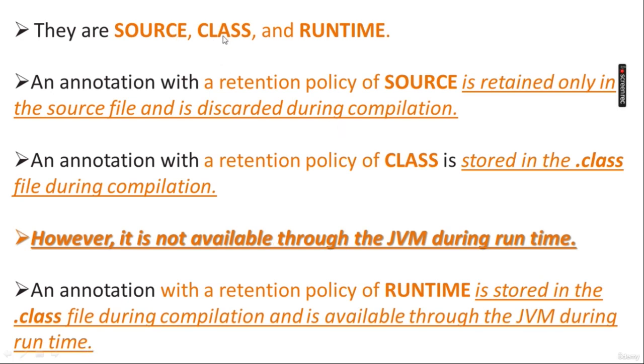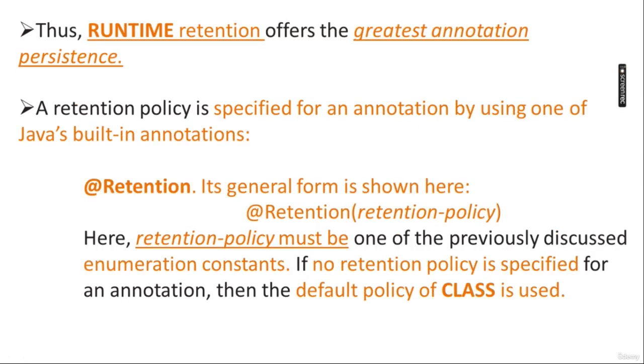So these are the 1, 2, and 3 step-by-step policies. First, SOURCE is stored in the source file and discarded during compilation. The second one, CLASS, is stored in a .class file, but it is not available at runtime. And RUNTIME is stored in the .class file at the time of compilation, and also it is available through the Java virtual machine during runtime. Thus, runtime retention offers the greatest annotation persistence. So the annotation will be persisted throughout the program execution where you are specifying the runtime retention policy.